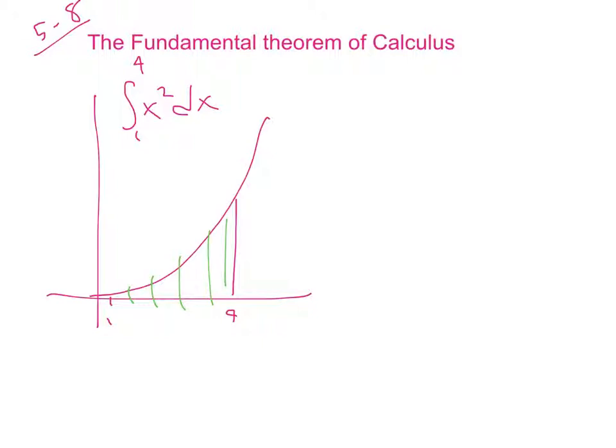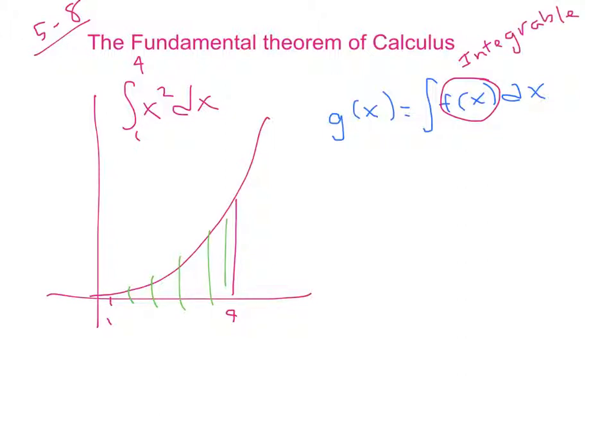So what the fundamental theorem of calculus says is that g of x is equal to the integral of some function, f of x dx. Now, keep in mind that for g of x to equal the integral of f of x with respect to x, f of x itself needs to be integrable, right? You need to be able to take an integral of that. Otherwise, it doesn't make sense. So f of x is an integrable function, and g of x is the integral of f of x with respect to dx.